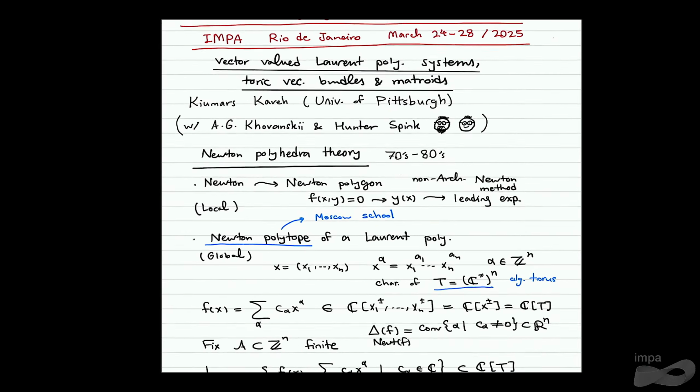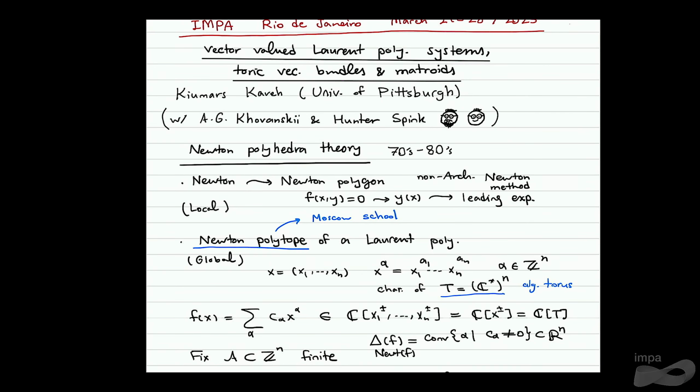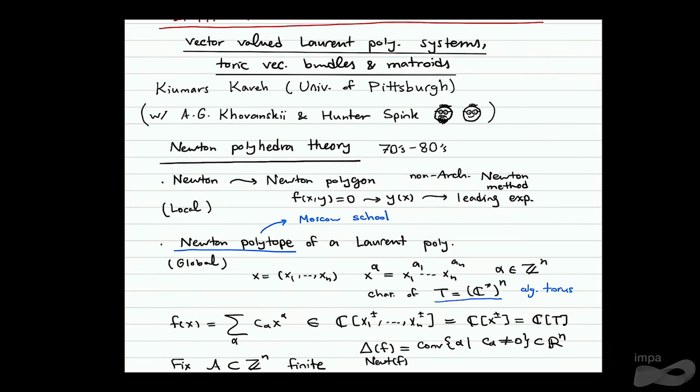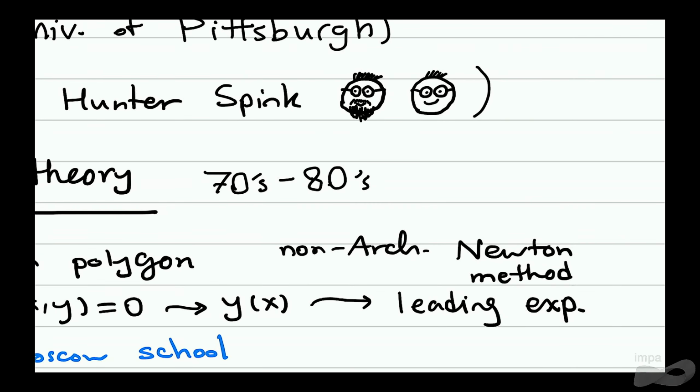This is joint work with Askol Chovansky, my PhD advisor, and one of the main players in toric geometry and inventor of basically Newton polyhedra theory, and Hunter Spink. And these are pictures of my co-authors. This is Askol, this is Hunter, if you can tell.